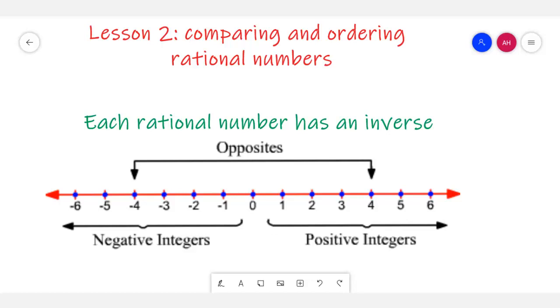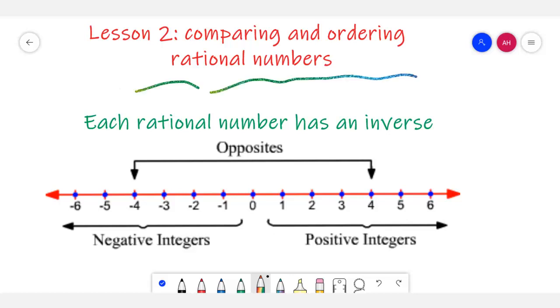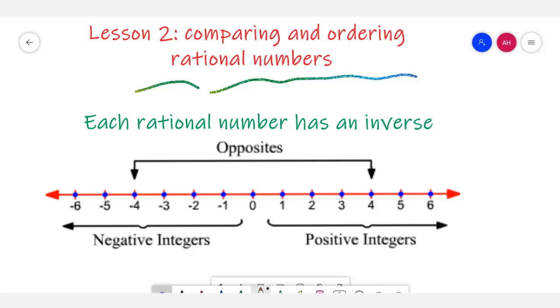In today's lesson, we are going to take the second lesson in Unit 1, which is comparing and ordering rational numbers. What's comparing and ordering rational numbers? It's the same as comparing and ordering fractions. But before we go, let's first remember that each number on the number line has an opposite.